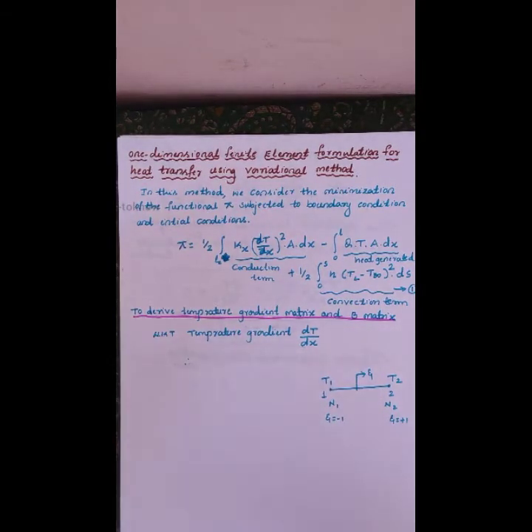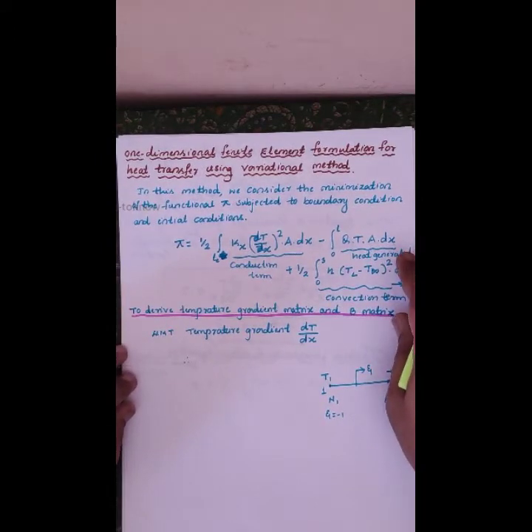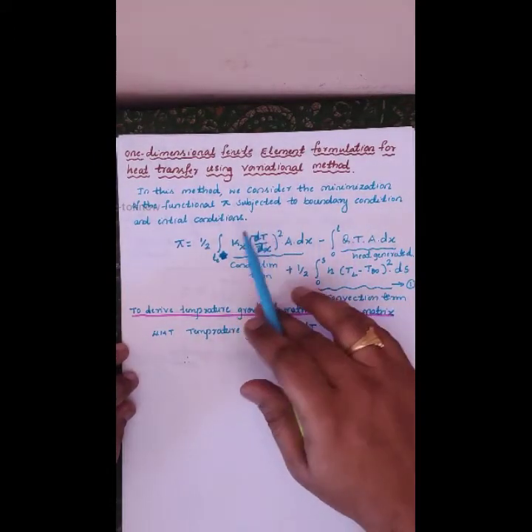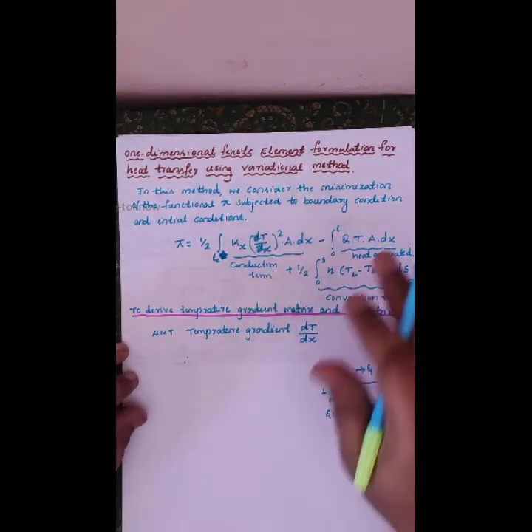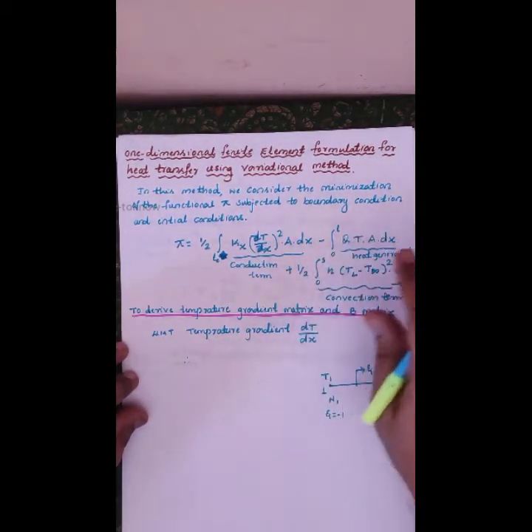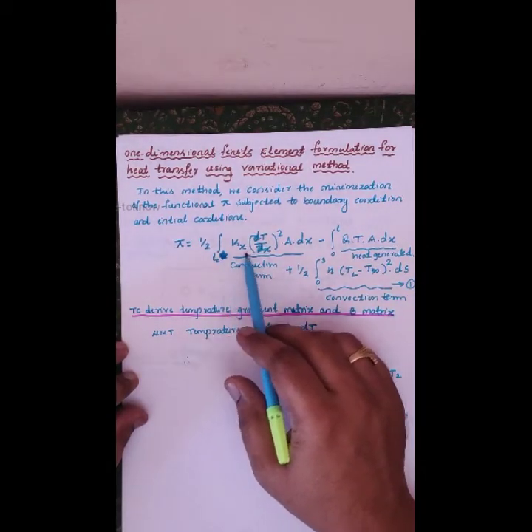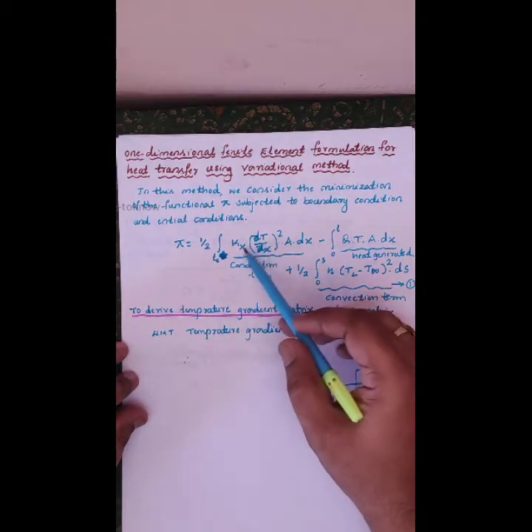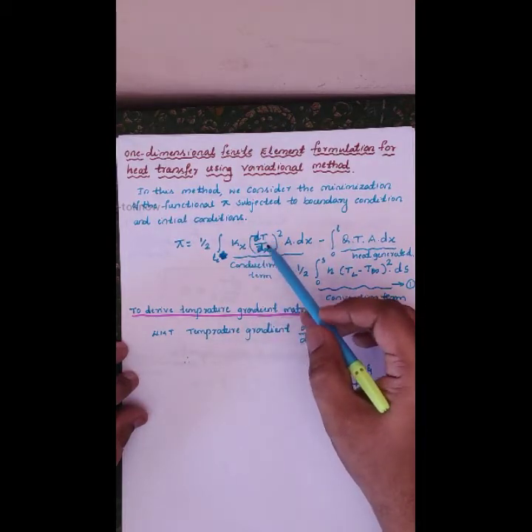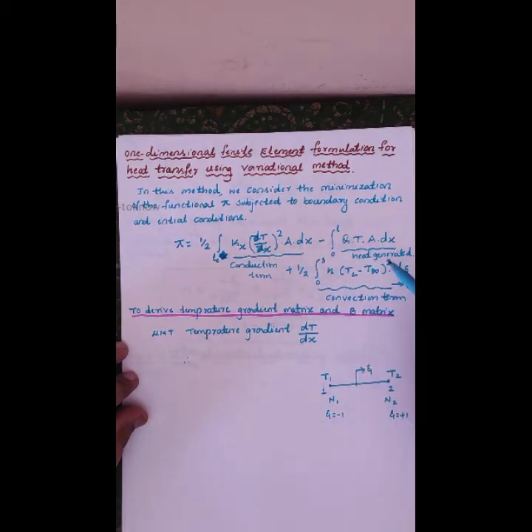Now, in this method, we consider the minimization of a functional pi subjected to boundary condition and initial condition. I think we already studied what is meant by pi, everything we have discussed. Similarly, what we did for structural problems, even for heat transfer problems we have an equation called pi. Pi will be equal to half into the integral of k_x, or sometimes we will use q only, dT by dx is the gradient, whole square, dA into dx. This is your conduction term. Similarly, the heat generated, and similarly your convection term or change in temperature.